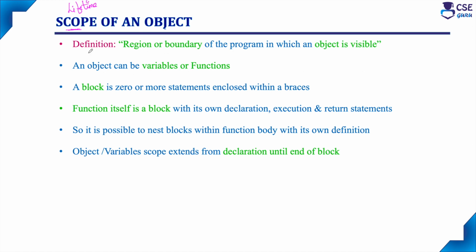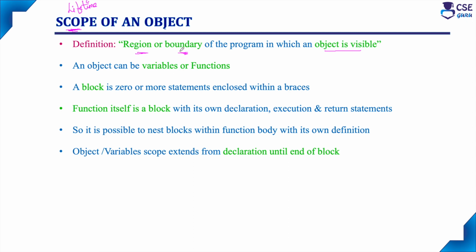Here, scope represents the lifetime of an object. In C programming, all the objects will not be visible or available to use in all the places. It will be restricted based on its scope. The definition for scope of an object is the region or boundary of the program in which the object is visible. So, the visibility of an object is restricted within the specific region or boundary.